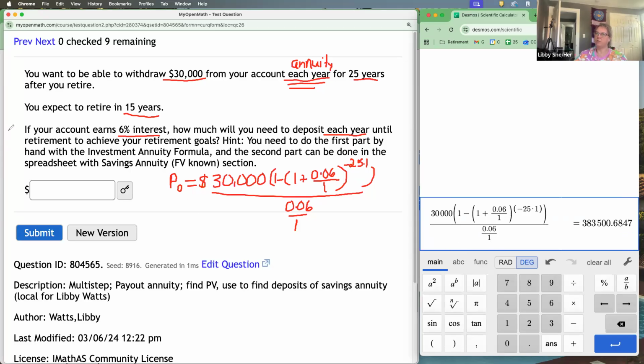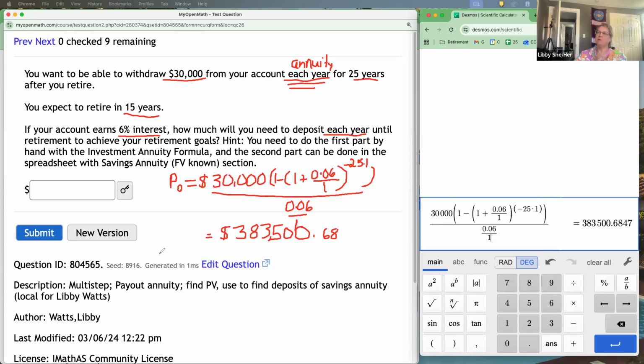So in order to be able to withdraw 30,000 each year, you're going to have $383,500.68. I was trying to write it and say it at the same time, which I was failing at.